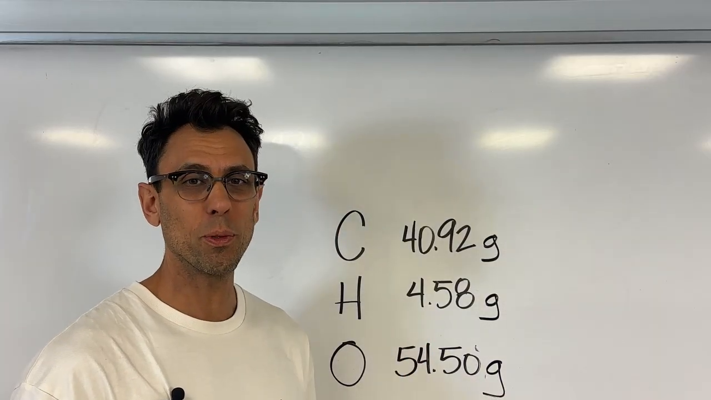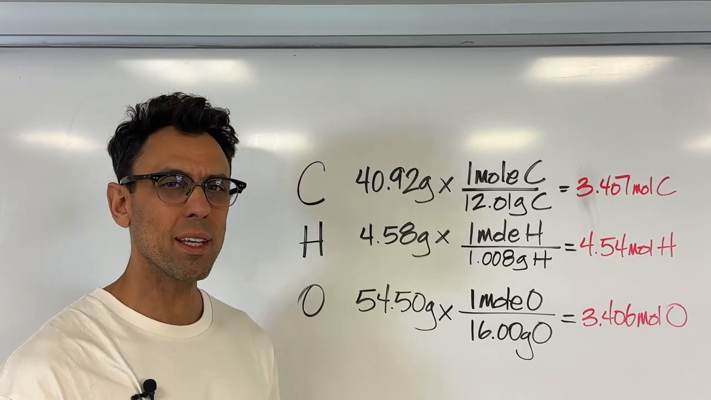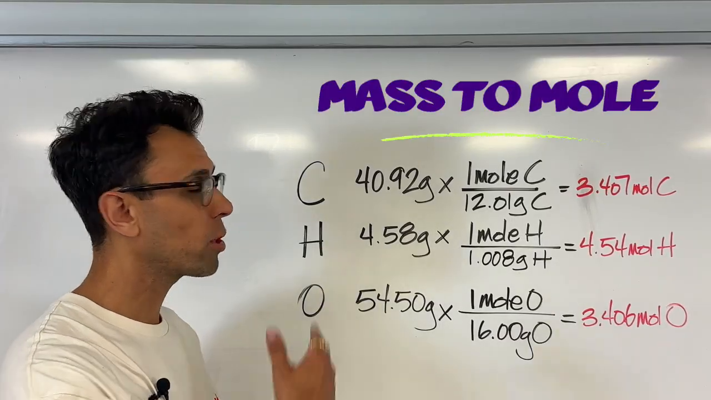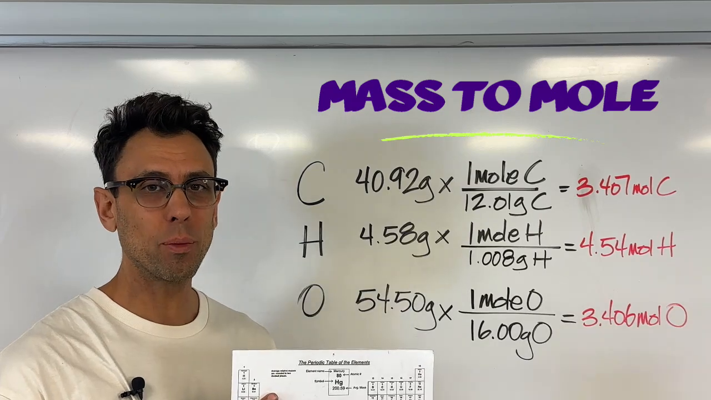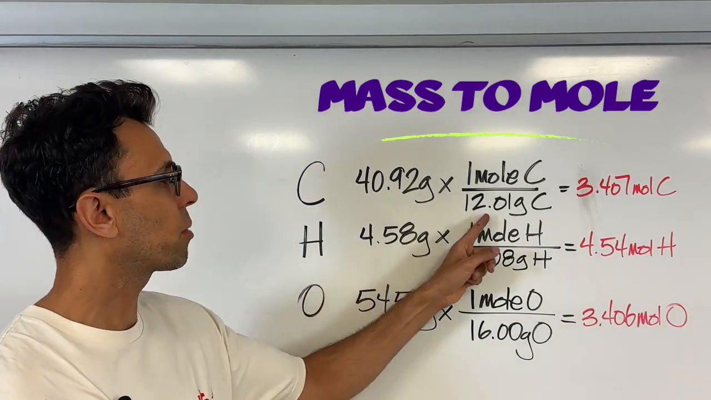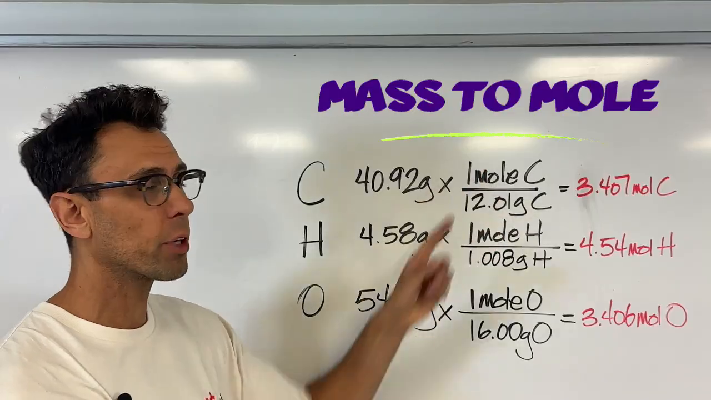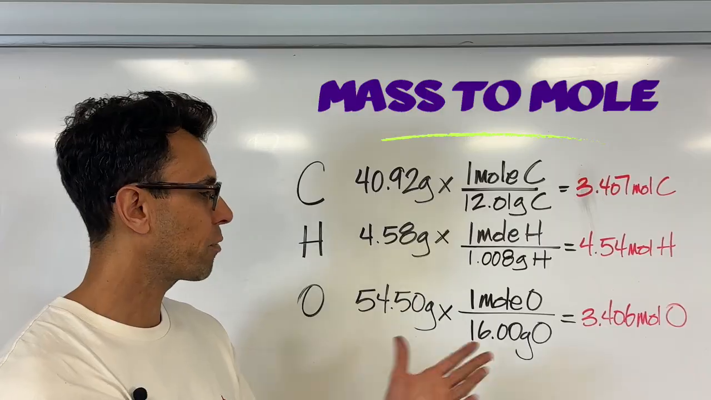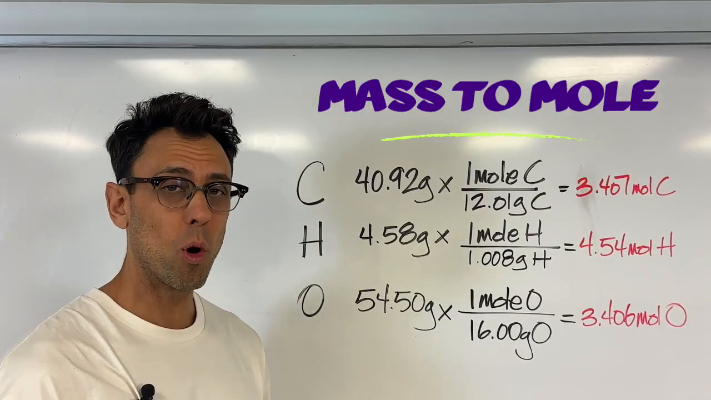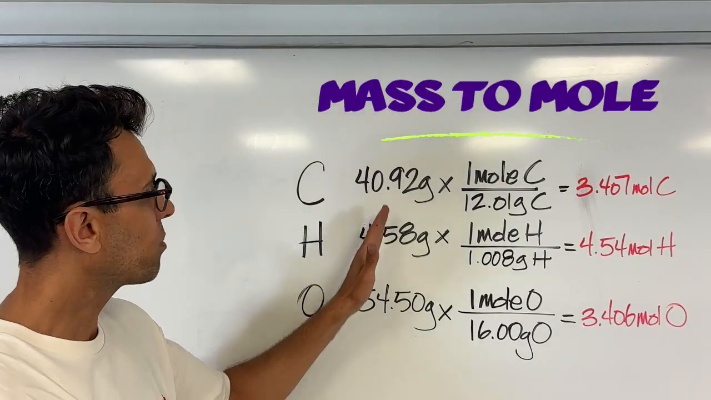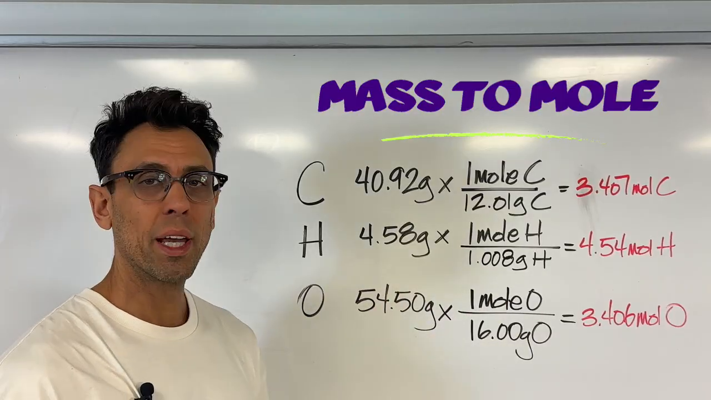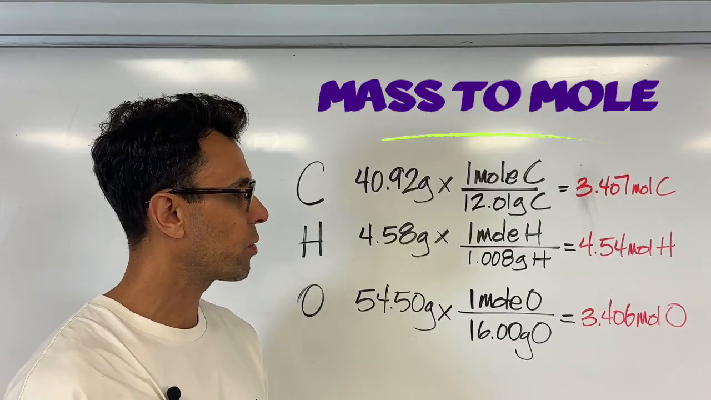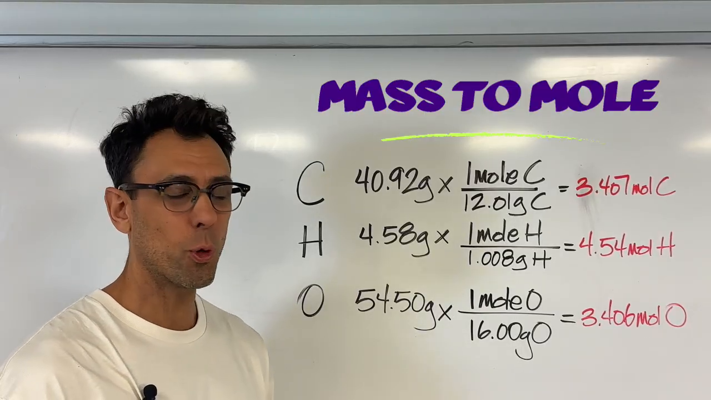Okay, let's go to step 2. The next line in the poem directs us to convert from mass to mole. We do that using molar masses from the periodic table. So for example, carbon has a molar mass of 12.01 grams for every 1 mole of carbon. Hydrogen, 1.008 grams per 1 mole, and of course oxygen is about 16 grams per mole. This is what we use to go from grams of our compound to moles of those individual elements. And you can see here the three numbers I got were 3.407, 4.54, and 3.406.